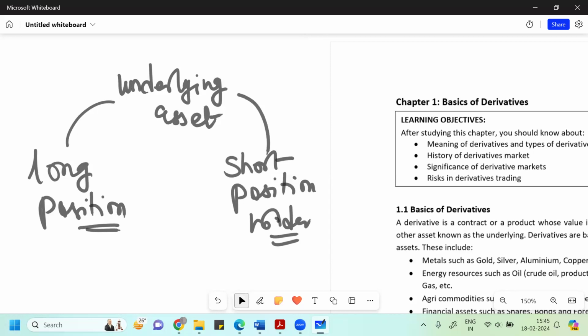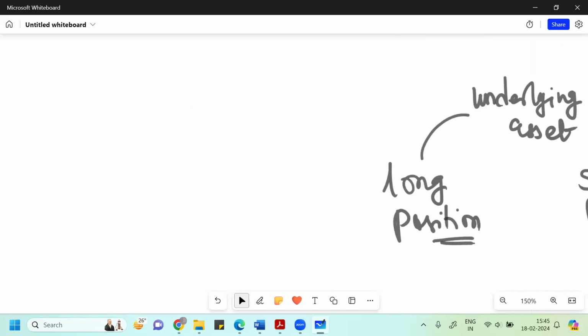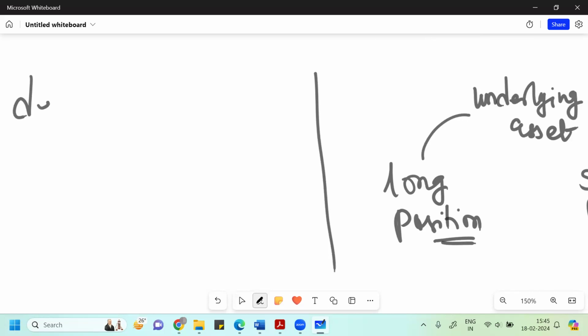So the person who wants to act like a buyer in the future and the person who wants to act like a seller in the future come together, and they can either decide through an exchange or mutually decide the terms of the contract. Whatever they decide over the terms of the contract, they will follow that in the future. When you hear the word derivatives, the word itself tells you the meaning: they are not real in nature, they derive their value from some underlying asset.